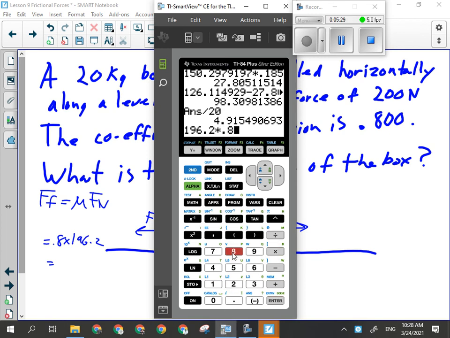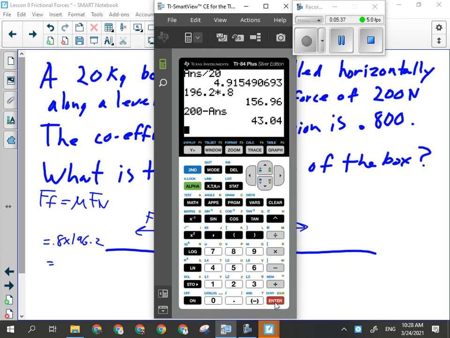196.2 times 0.8 gives me 156, and then I go 200 minus that answer. There's my net force, 43.04. Divide that by the mass, and I've got my acceleration, 2.15 meters per second. Actually, sorry, there's only 2 sig digs, so 2.2 meters per second squared forwards, along the table.